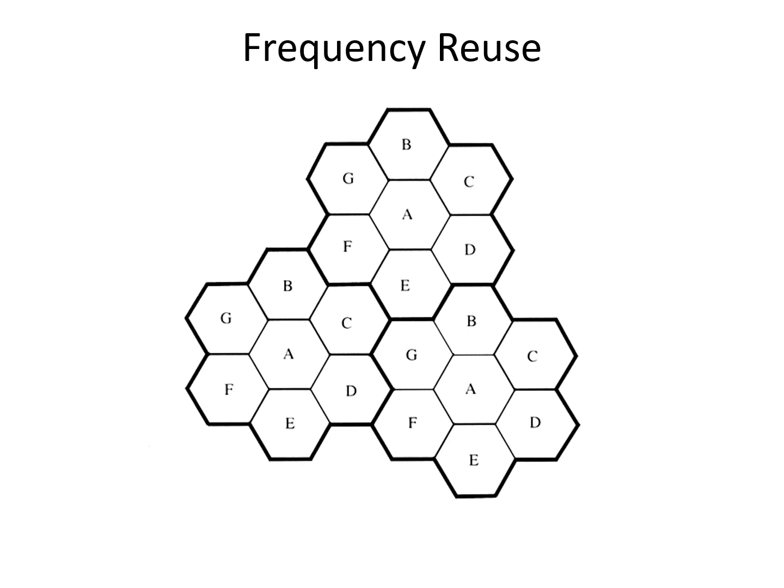In this figure, the cells are being grouped into clusters, and the clusters are going to cover the whole of the geographical area. In this figure, we have a 7-cell cluster. A, B, C, D, E, F, G represent one cluster which is going to be replicated over the whole area. What it means is that the cells shown by one alphabetical letter, say A, will be using some particular set of channels. Another cell, shown by the letter B, will be using another set of channels.